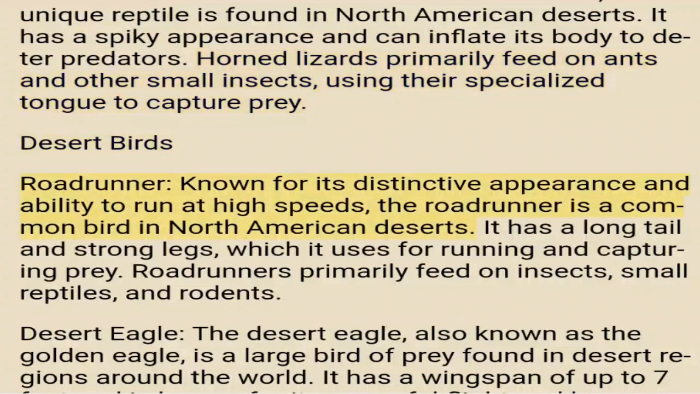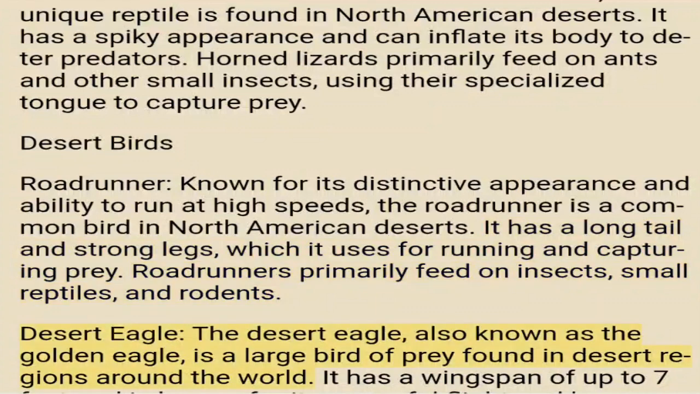Desert birds. Roadrunner. Known for its distinctive appearance and ability to run at high speeds, the roadrunner is a common bird in North American deserts. It has a long tail and strong legs, which it uses for running and capturing prey. Roadrunners primarily feed on insects, small reptiles, and rodents.